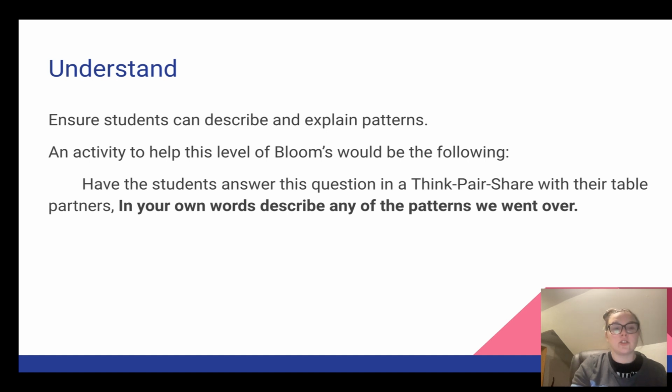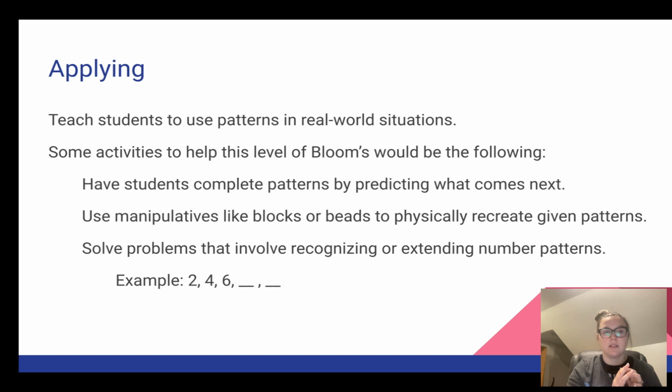Understand. Ensure students can describe and explain patterns. An activity to help with this level of Bloom's would be the following: have the students answer this question in a think, pair, share with their table partners. In your own words, describe any of the patterns we went over. So that could be number, shape, letter, color. That could be repetition, growing, or shrinking. Give them some time and then have one of the table partners share their answer out loud.